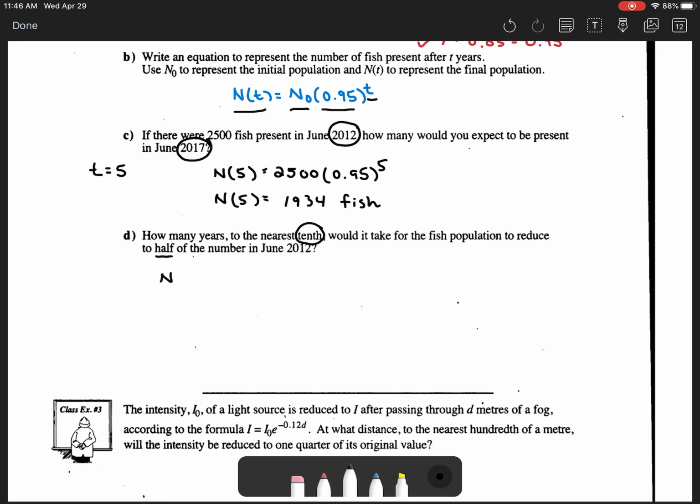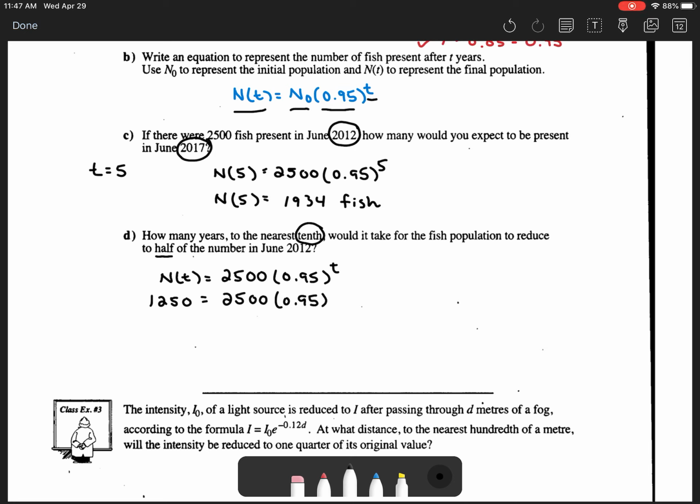So again, I'll just set up my general equation. Never a bad idea just to start at the beginning. So you start with your 2,500 fish, the growth rate of 95%, and t is time. Now, they want the population to be half. So half of 2,500 is 1,250. So there is half of the population.